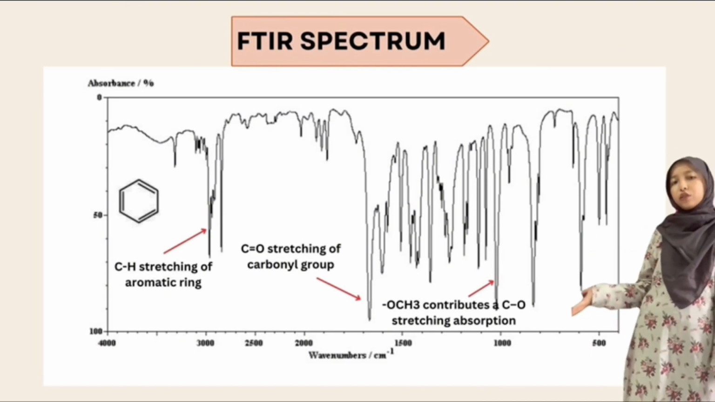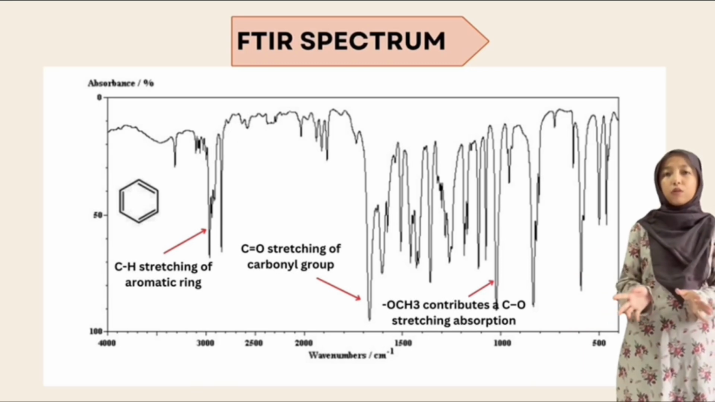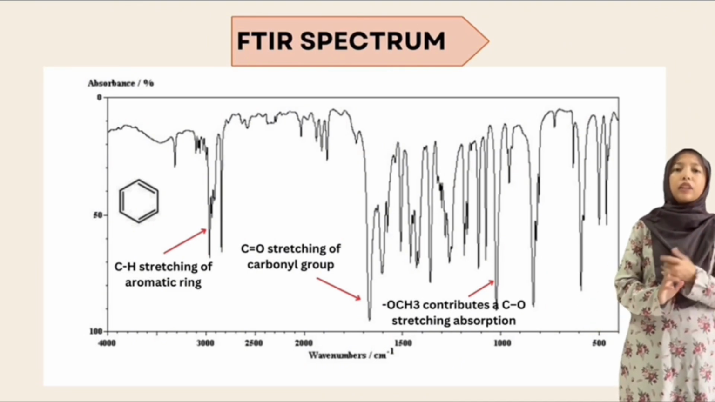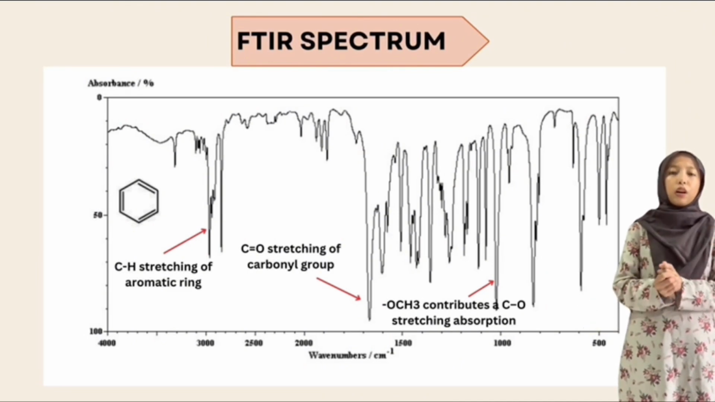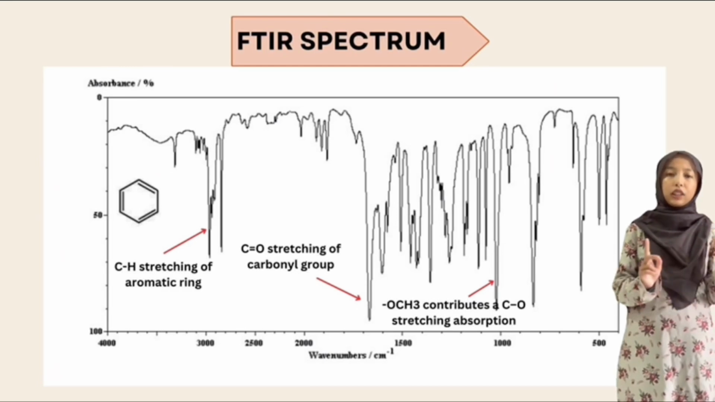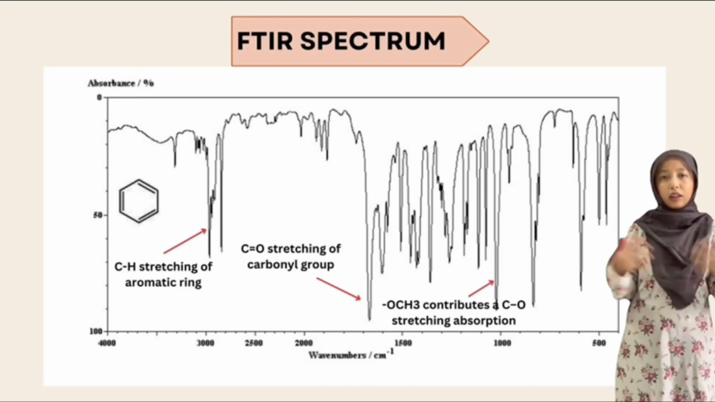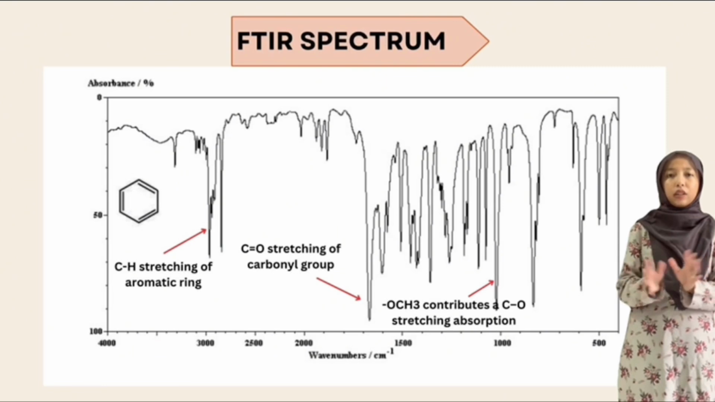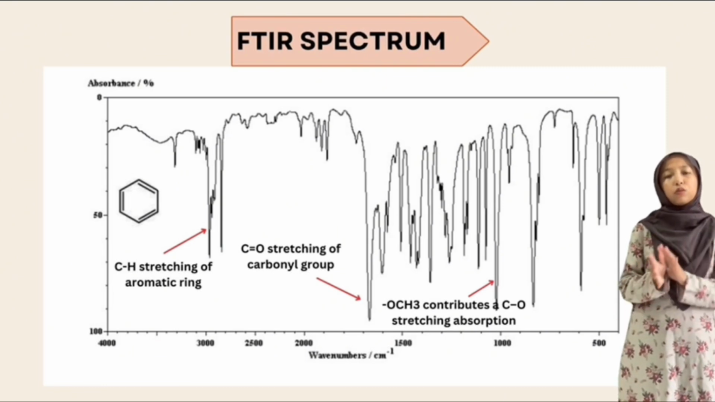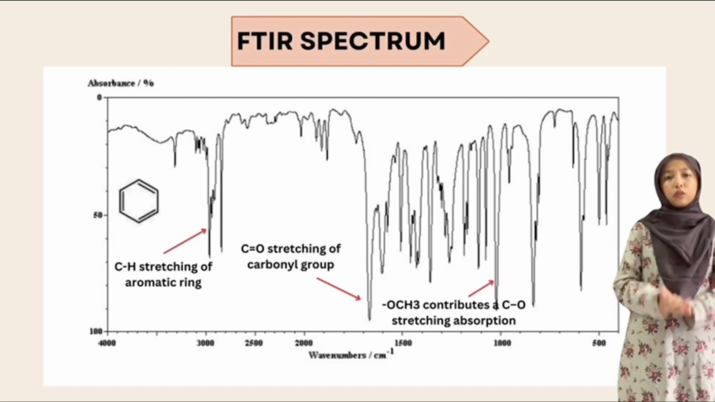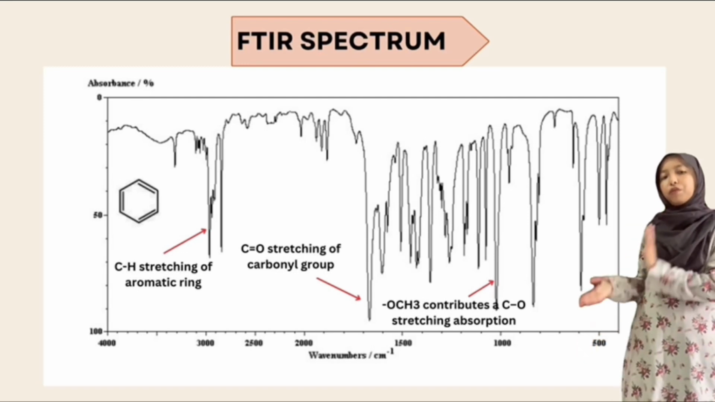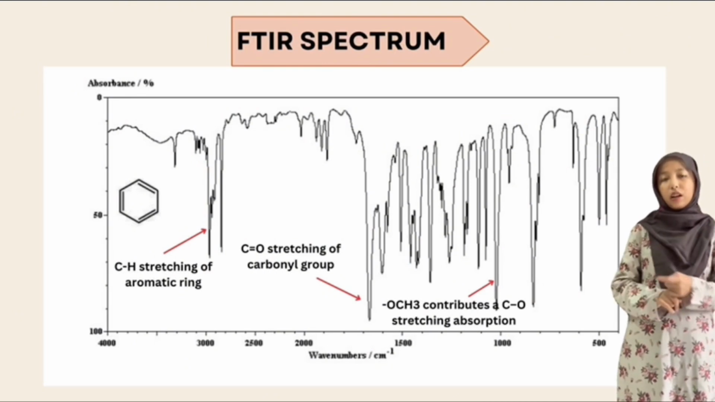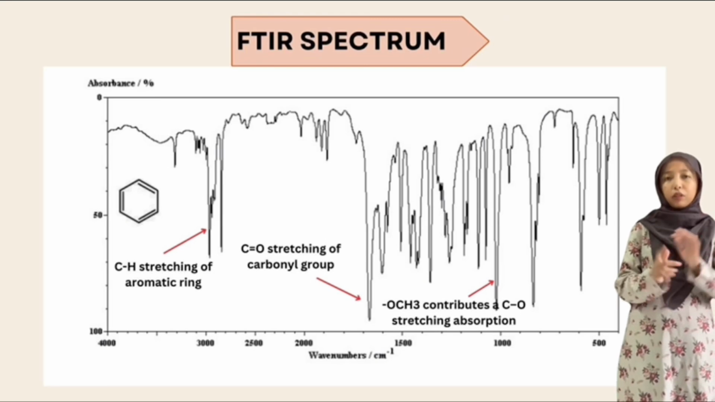Next, let's see another strong peak, which is in the range of 1700 cm^-1. At this range, we can figure out that there is a carbonyl group in the structure, where C=O stretching vibration happens. The last one is the CH stretching of the aromatic ring, which appears around 3100 to 3000 cm^-1. To conclude, in this spectrum we found three different functional groups in the structure, which are the aromatic ring, the carbonyl group, and lastly, the methoxy group.